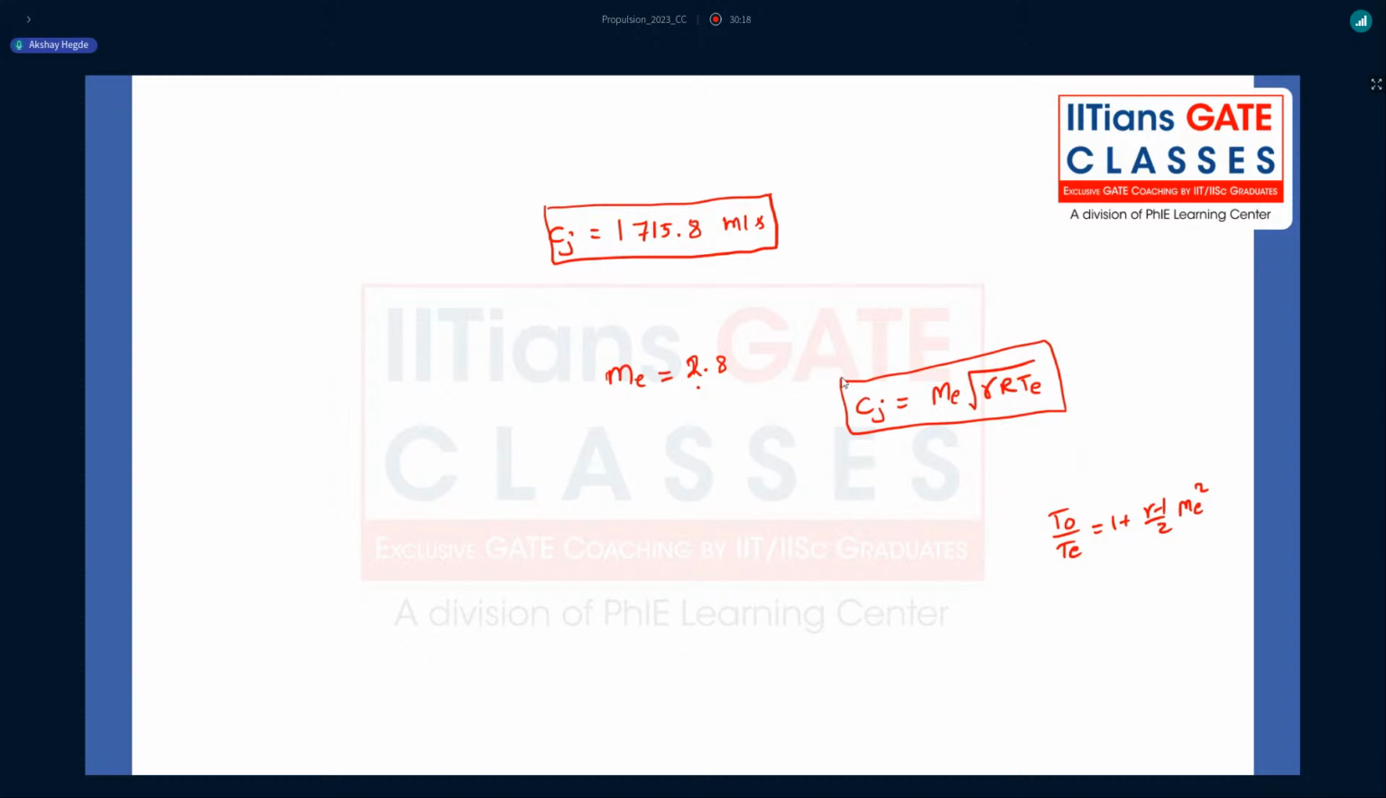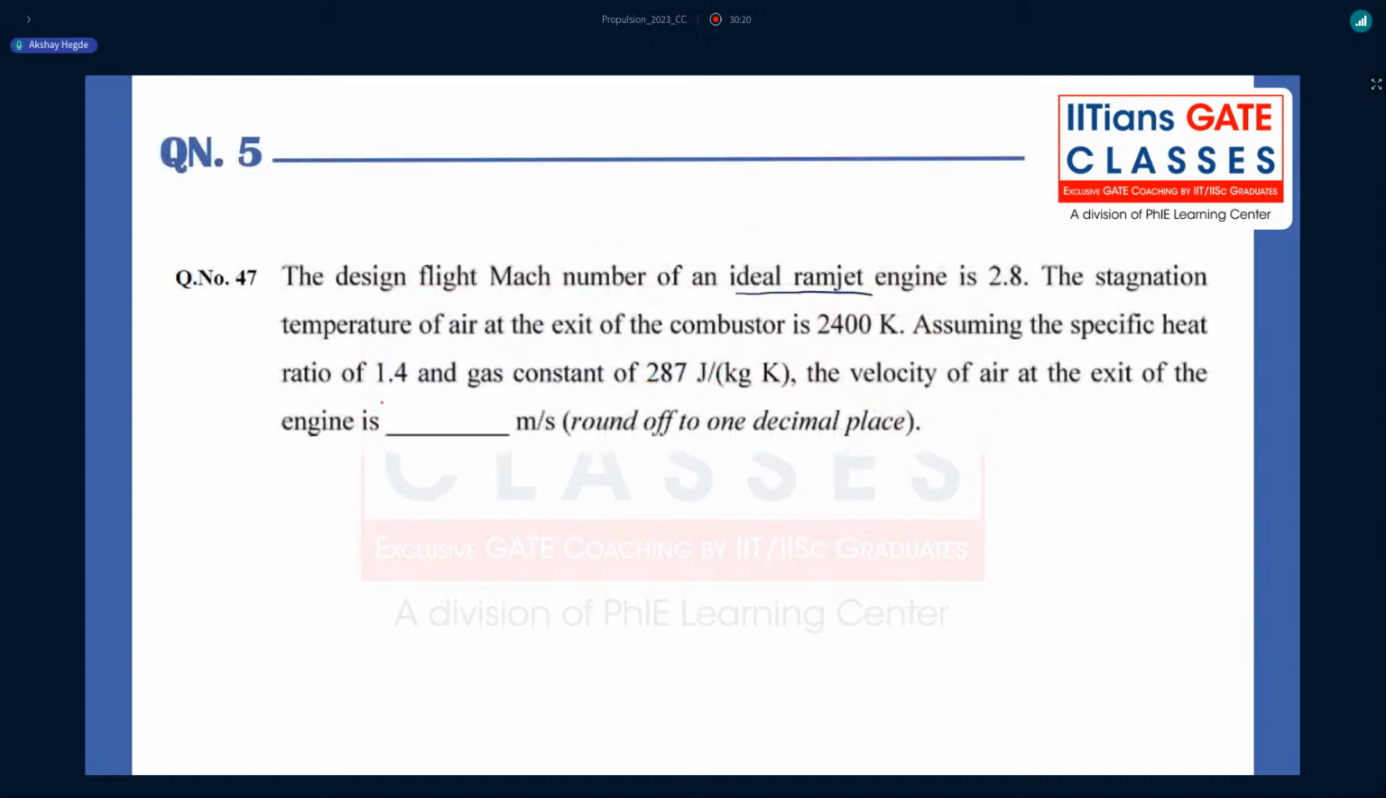So in both ways you should be able to get the answer as 1715.8 meters per second, rounding off to 1 decimal place. So everybody clear?